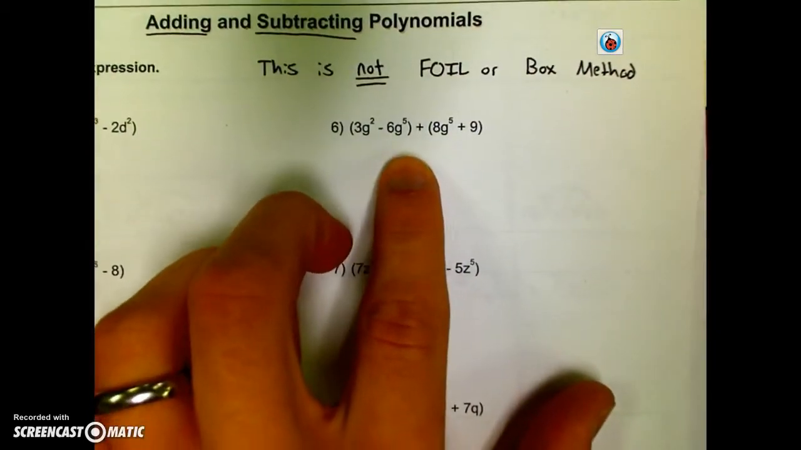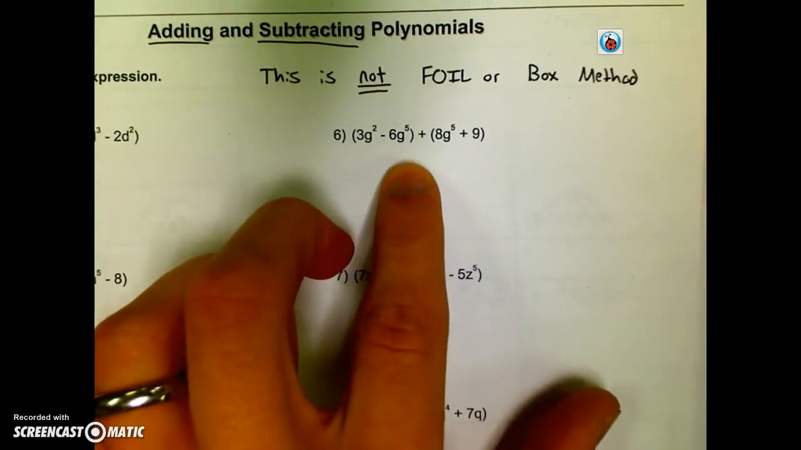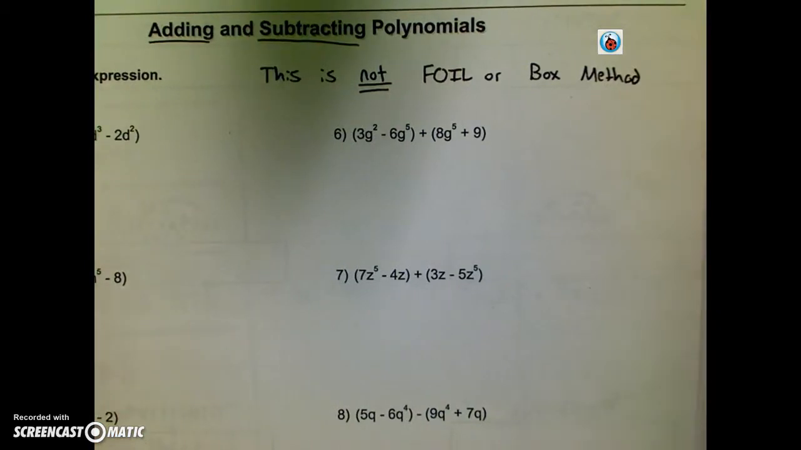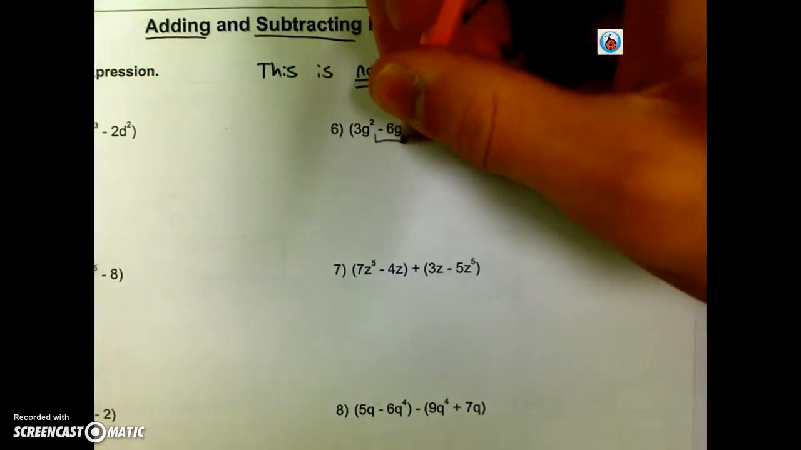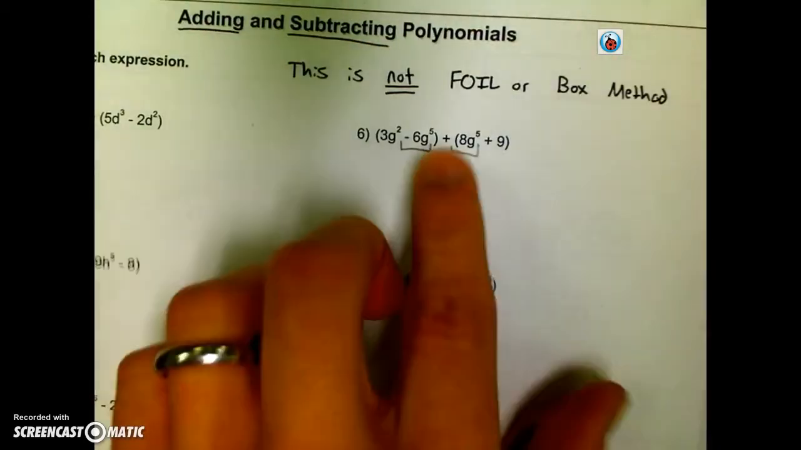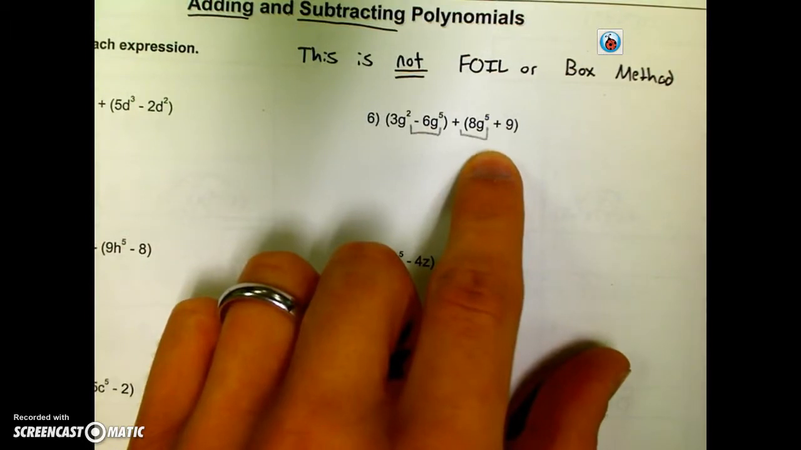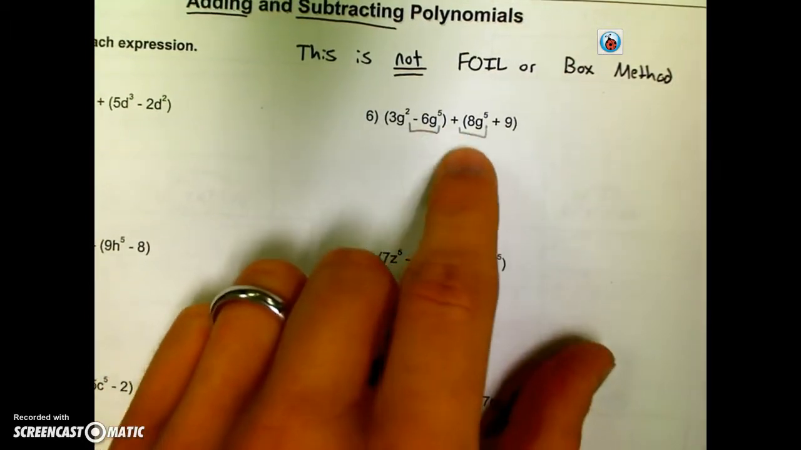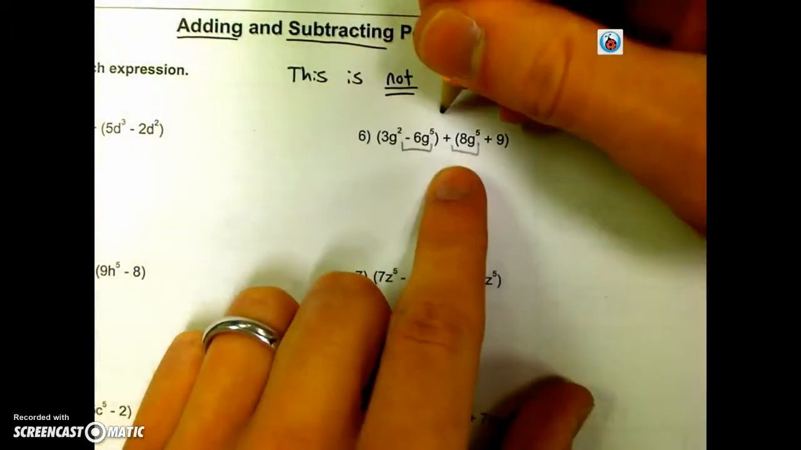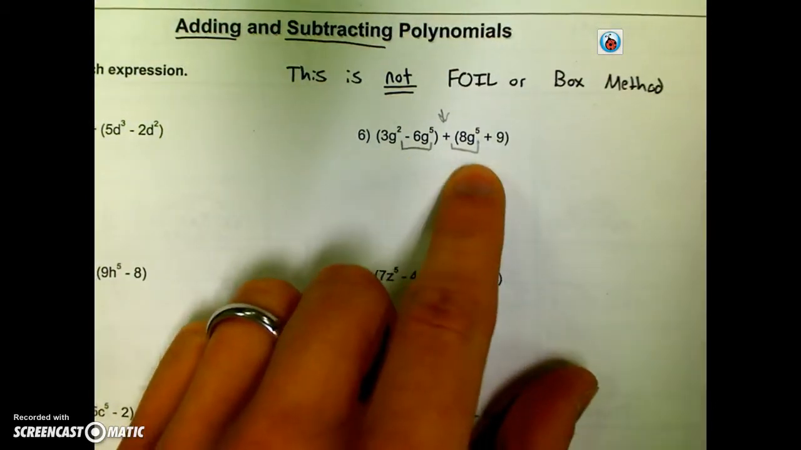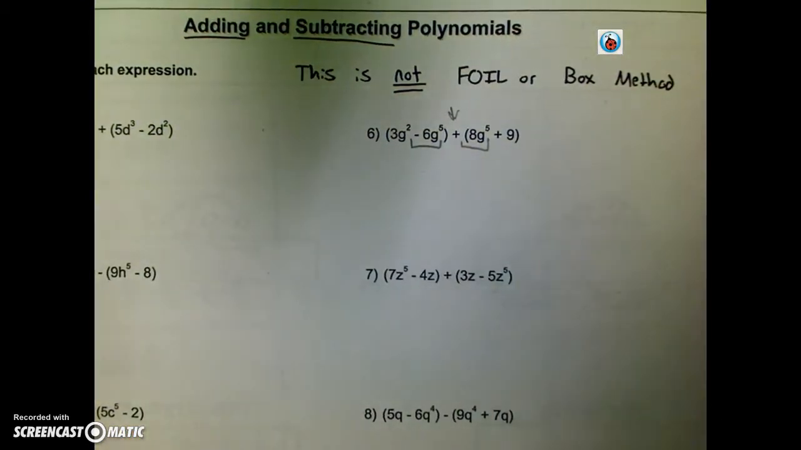So for example, if I'm looking here at number 6, I'm going to go through, find my highest exponent terms, and combine them. So here I see a negative 6g to the 5th power and 8g to the 5th power. So if I combine those coefficients, right, we are just adding here. I have negative 6 plus an 8 to give me 2g to the 5th power left over.